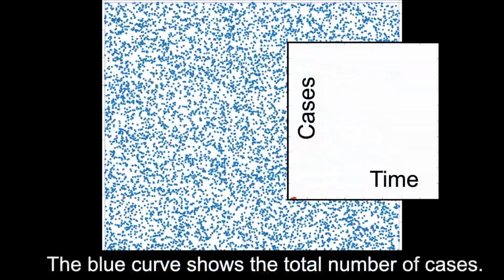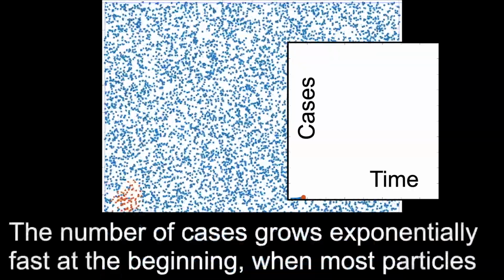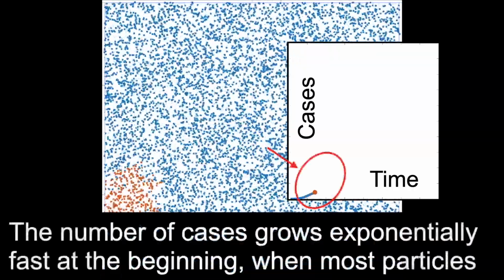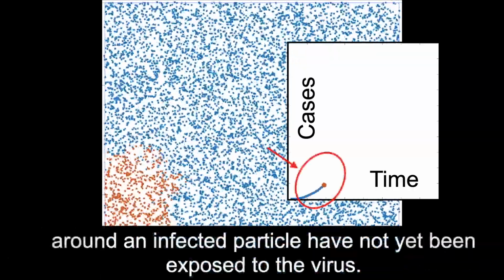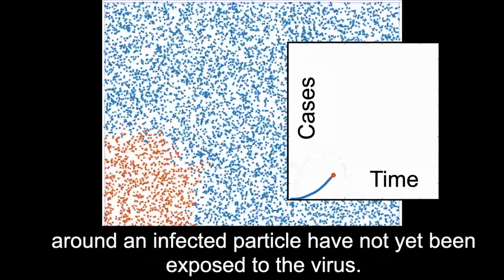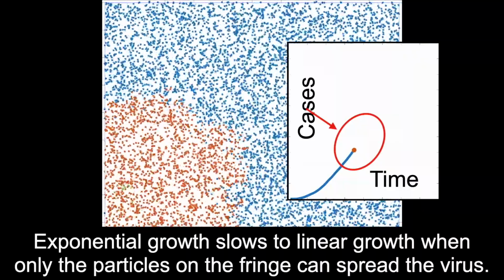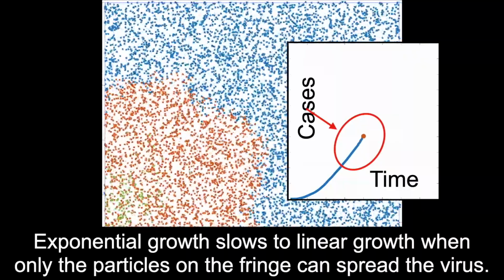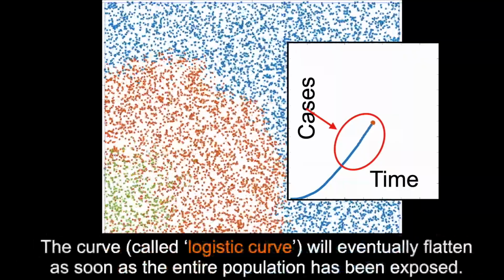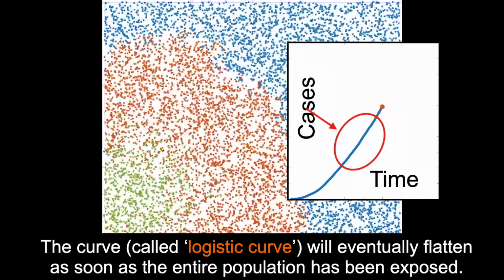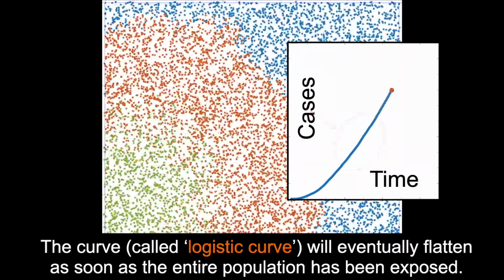The blue curve shows the total number of cases. The number of cases grows exponentially fast at the beginning, when most particles around an infected particle have not yet been exposed to the virus. Exponential growth slows to linear growth when only the particles on the fringe can spread the virus. The curve, called a logistic curve, will eventually flatten as soon as the entire population has been exposed. But of course, that is not how people behave in real life.